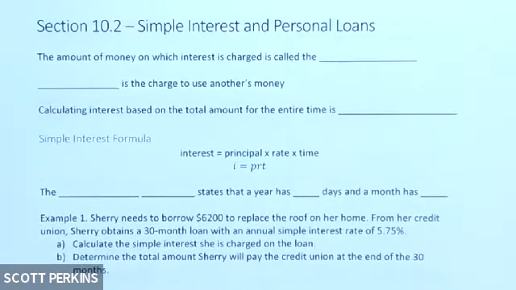All right, so next section, what we are going to talk about is simple interest. We'll talk about personal loans. What we'll do, I guess, next week when we come back is talk about how to calculate a car payment, or if you go to Home Depot and buy a refrigerator and you're going to have a payment for that.